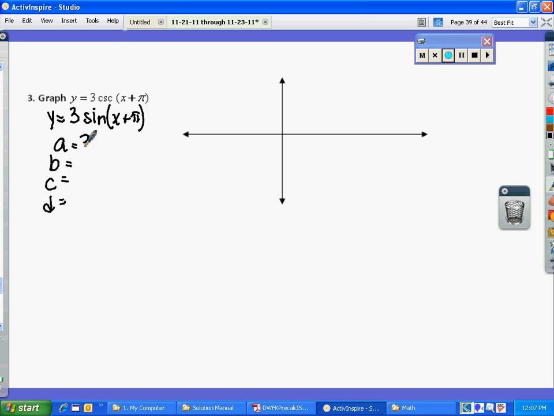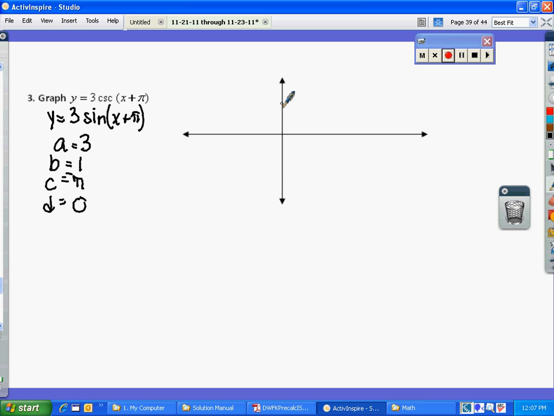So my amplitude here is 3. My B value is 1. I don't really have any vertical or horizontal shrink or stretch. My C value, I'm moving it over pi. It's actually going to be a minus pi. I'm moving it to the left pi. And my D value, I'm not moving it up at all. So I know that the middle remains right here on the axis. I don't need to change anything about that.